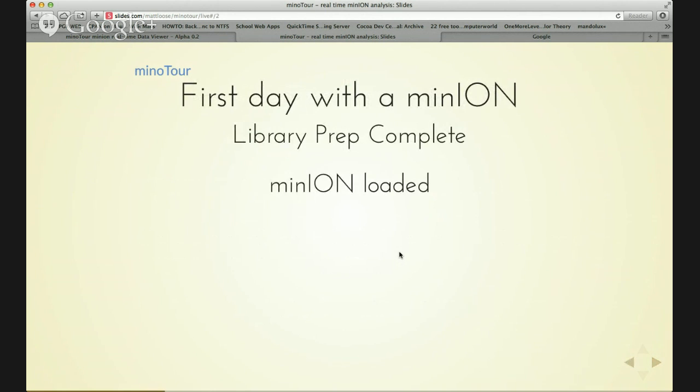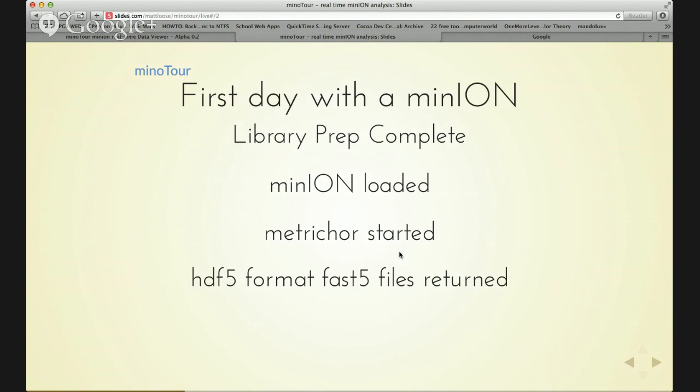So obviously, first day with a MinION, you do your library prep, it's great. You do your loading, you run Metrichor, which Clive talked about some of the things it's going to be able to do as well. And then you get back these HDF5, FAST5 files, and when you're sitting with those with somebody, you kind of wonder what you're going to do next. Where do you go with these?